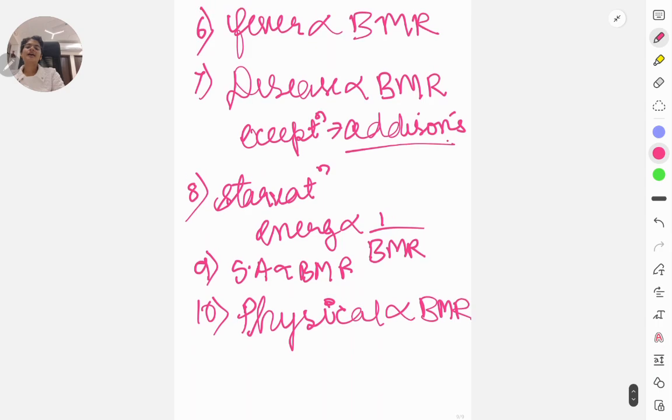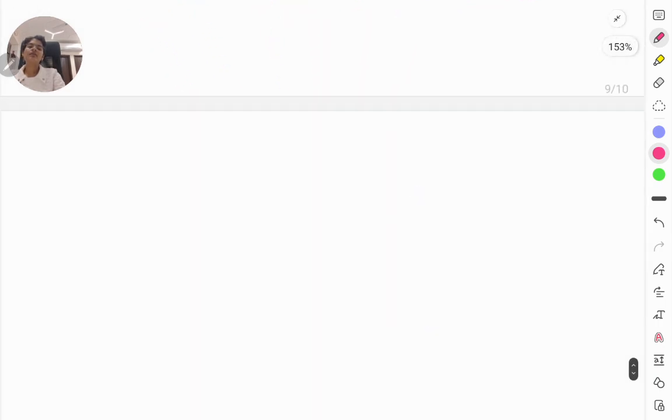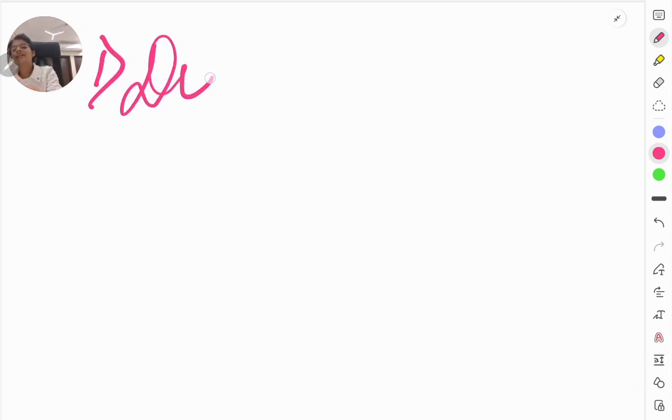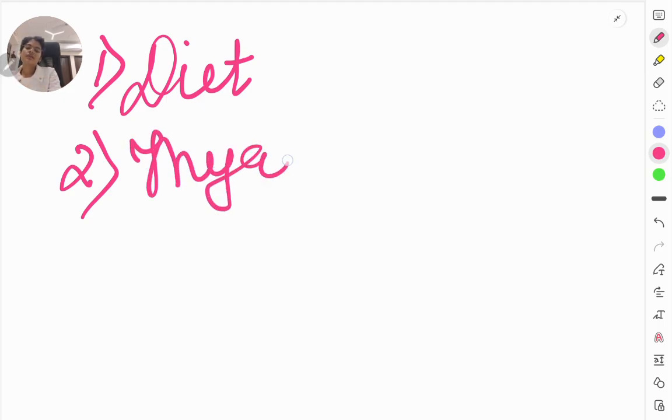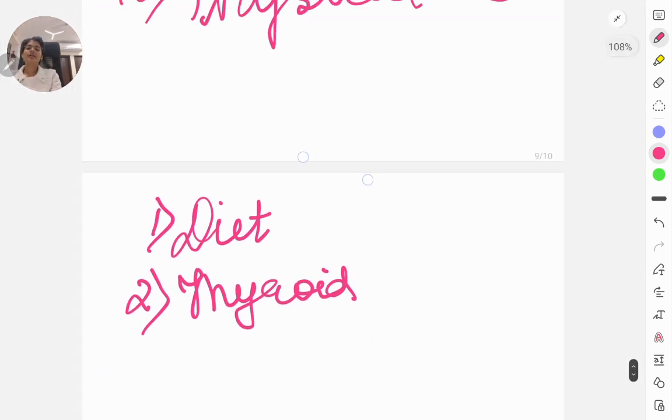Now let's find the next point, importance. As we know, by the BMR we will get to know the calorie requirements, so firstly it would help us to plan the diet, and second, it would help us to assess the functioning of the thyroid gland. Because T3 and T4 increase the BMR, so thyroid functioning. These are the two major reasons which I find would be important.